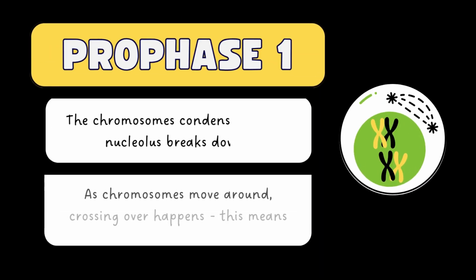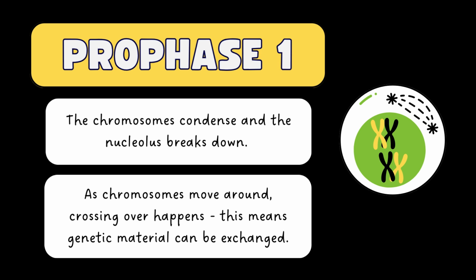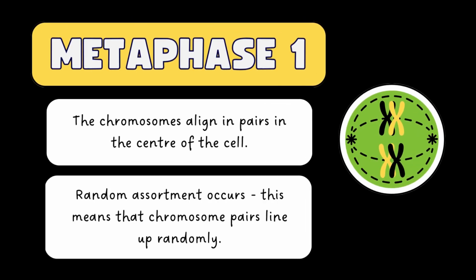Let's start with meiosis I. In prophase I, the chromosomes condense and become visible. The nuclear envelope breaks down. But here's the exciting part: crossing over happens. This is when chromosomes exchange pieces of genetic material. It's like shuffling a deck of cards, creating new combinations of genes. This is one of the reasons why siblings can look so different.